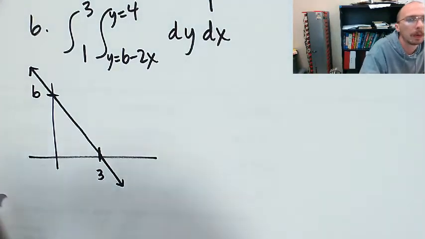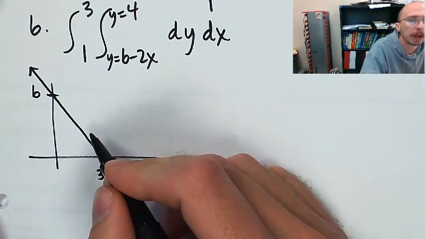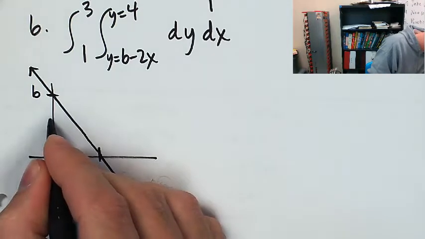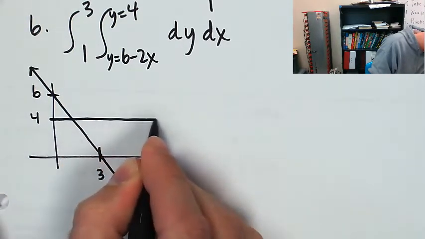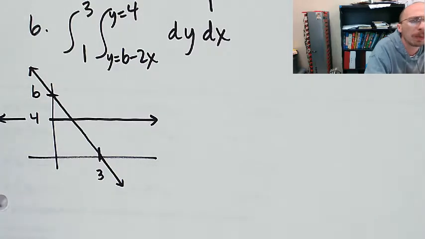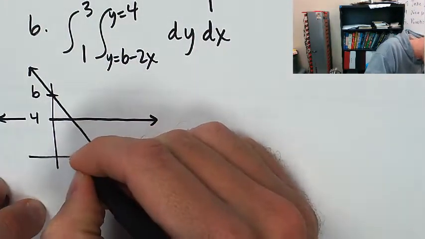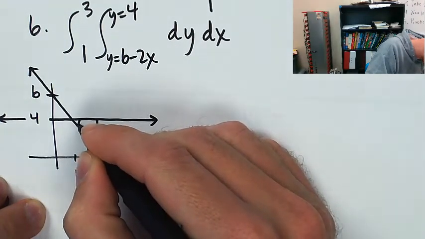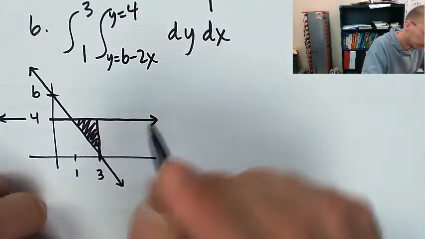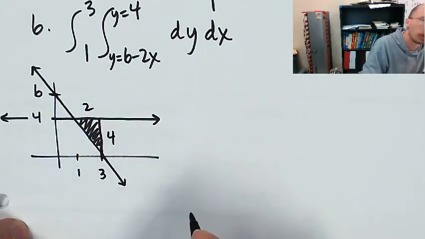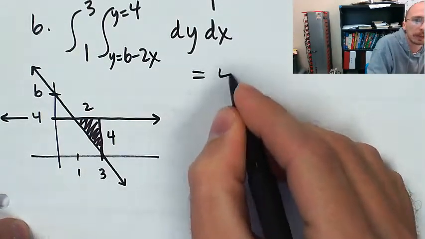And then, well, that's the lower bound. The upper bound is y equals 4. Okay, we can draw that. Okay. And then x is running from 1 to 3. Is that where they run into each other here at x equals 1, so that kind of makes sense. So this is the region that we're talking about here. And it's going to have a height of 4 and a width of 2. So that area is going to be half of 8, which is going to be 4.